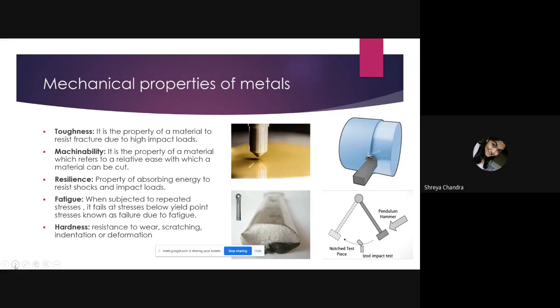Resilience. It is the ability of a material to absorb energy when it is elastically deformed. We can take an example of resilience, that is spring. Now coming to fatigue. Fatigue is the weakening of a material due to cyclic loading or repeated loading which we are providing from outside, and that results in progressive damage as well as growth of cracks in the structure. Fatigue results in failures before the yield point of that material. Now coming to hardness. Hardness is the resistance of a material to local plastic deformation due to indentation or penetration.